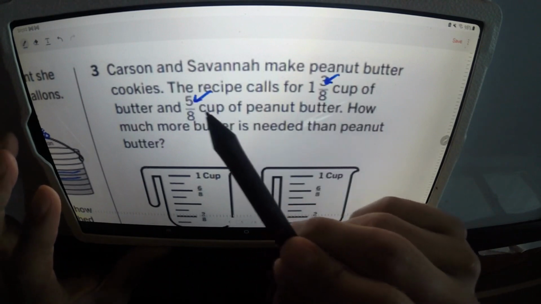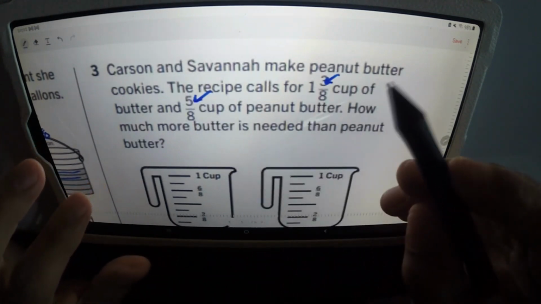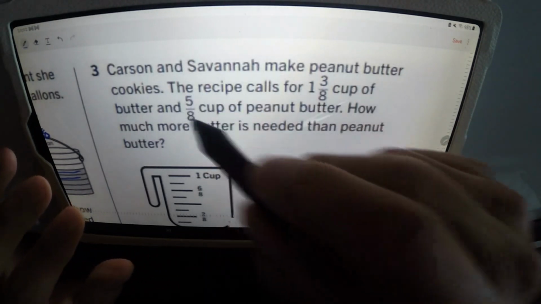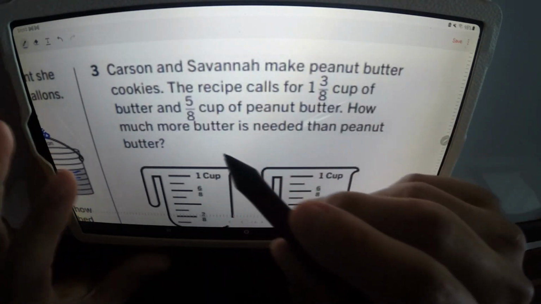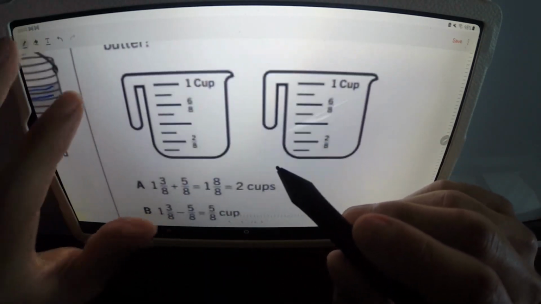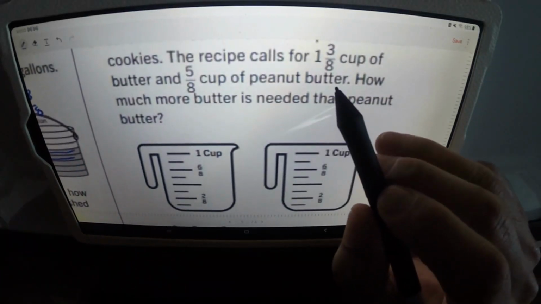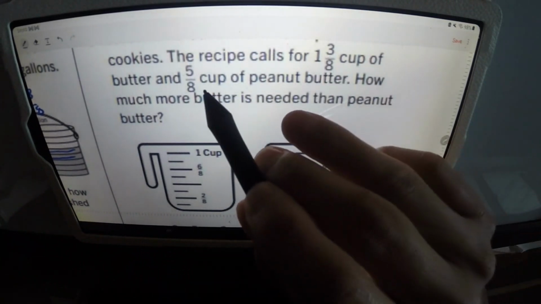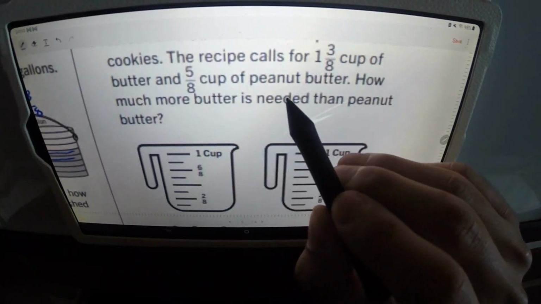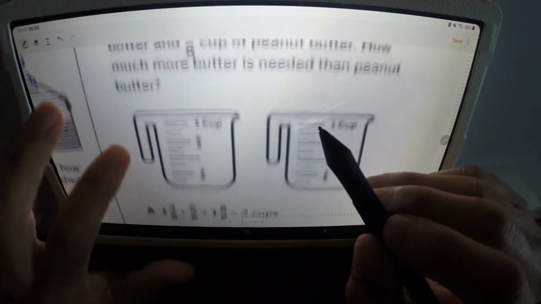than this, right? So in order to find that out, again, we're trying to know how much more this is than that is. So how are we going to do that? We're going to subtract, okay? So you will say how much more butter, how much more of this is there than this? This is how much more butter is needed than peanut butter. So it's a subtraction equation.